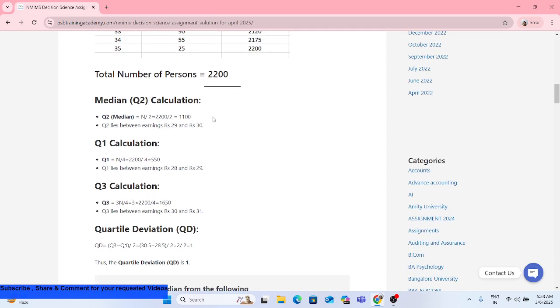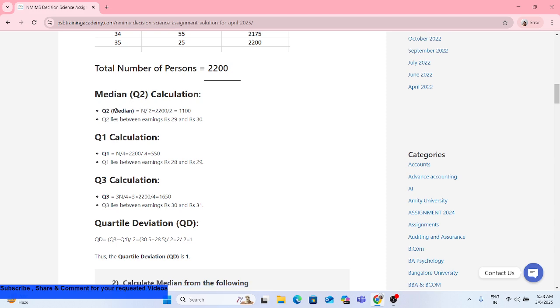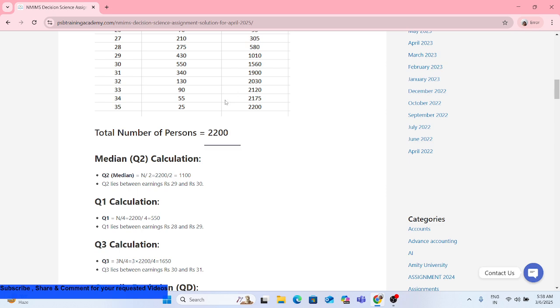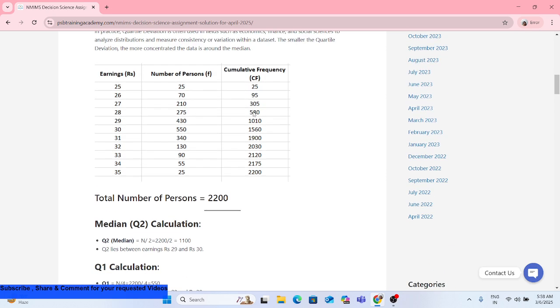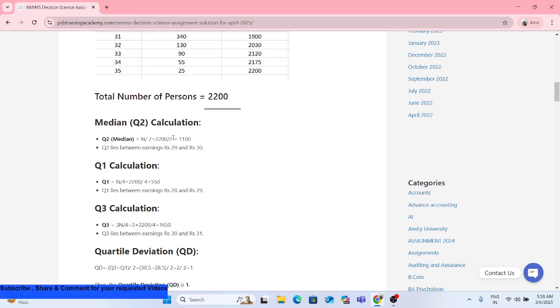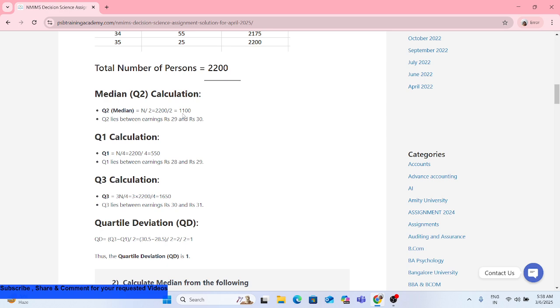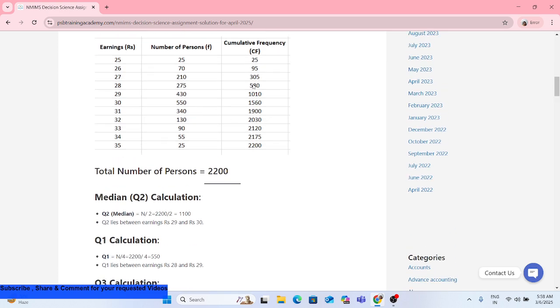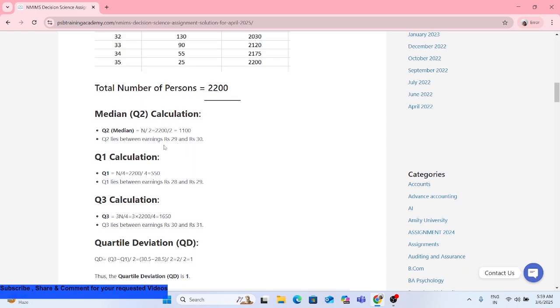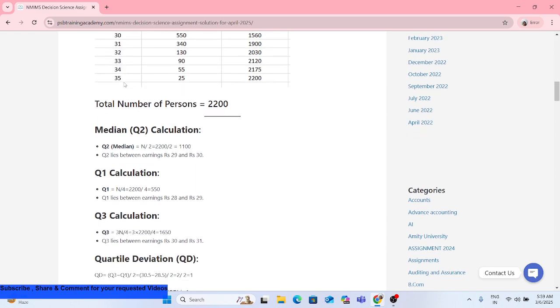Fine. So Q2 is also known as the median. Here you can see that median is n divided by 2, where n is the total cumulative frequency. When you calculate, the total number is 2200. So 2200 divided by 2 is 1100. Now where does 1100 lie? It lies between 29 and 30, so Q2 lies between earnings 29 and 30. You can mark it now.